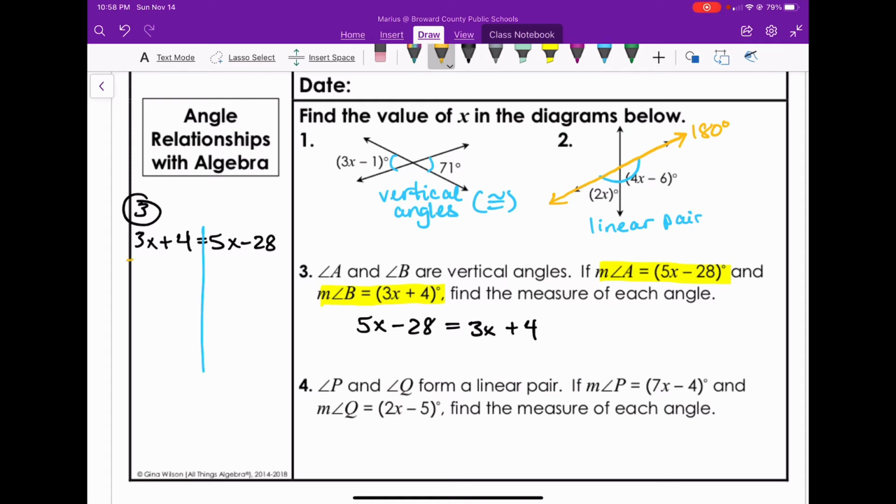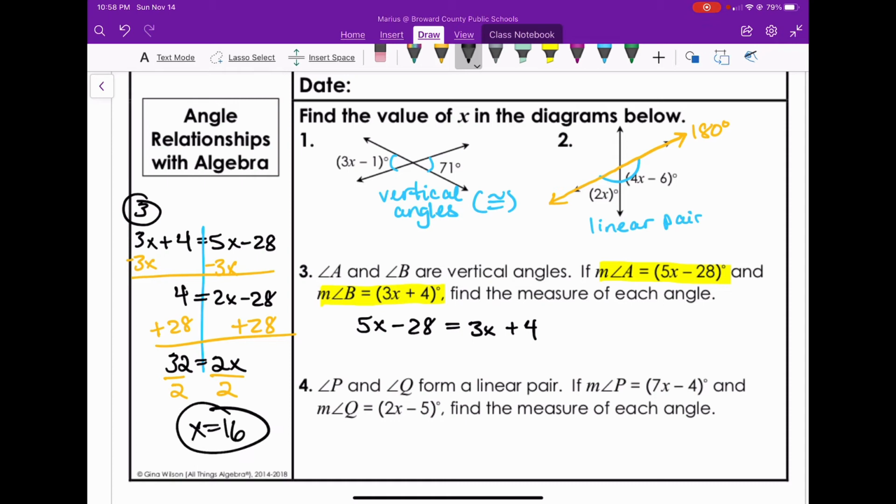But we'll start off by subtracting 3x from both sides. That's going to make 4 equal to 2x minus 28. Then we're going to add 28 to both sides. That's going to make 32 is equal to 2x. And then our last step is to divide both sides by 2, which x is going to become equal to 16. Okay? Let's go ahead and take a look at number 4.